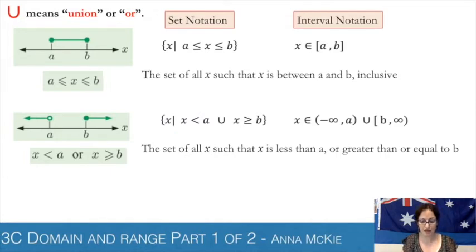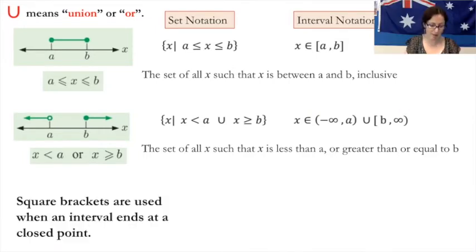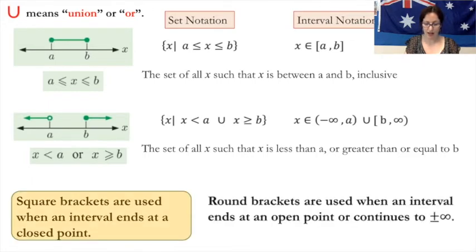The interval notation for that means X belongs to the set, and we've got the two elements that we must define there. Notice when there's a round bracket and when there's a square bracket. Notice the round brackets with infinity each time, because infinity is not a definitive number, so it's not like we stop there. Square brackets are used when an interval ends at a closed point, as we've said. And round brackets are used when an interval ends at an open point or continues to plus or minus infinity. Handy to note down if that's something you forget.